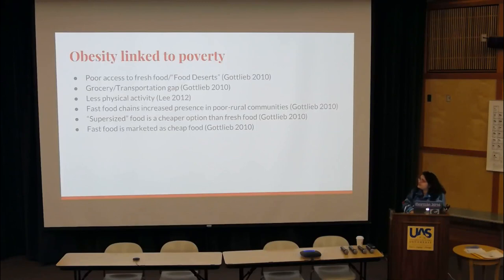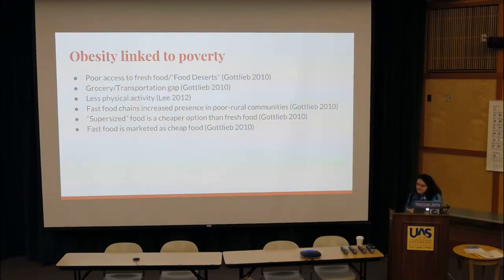How is obesity linked to poverty? People who live in poor communities have terrible access to fresh fruit and produce. Food deserts are also an issue when it comes to accessing fresh food. I'll be going in depth about that and showing you a map of the food deserts in the United States. The one for Alaska didn't load, so I couldn't take a screenshot of it, so I only have the one for the lower 48.